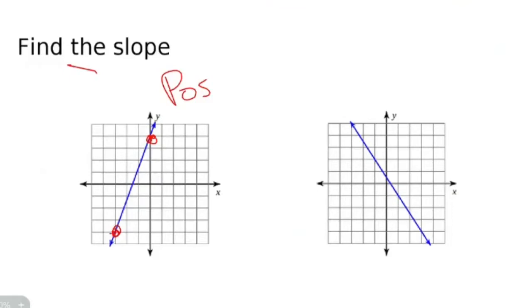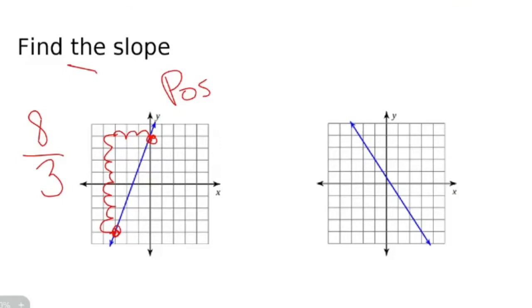1, 2, 3, 4, 5, 6, 7, 8. It's 8. And let's count over 1, 2, 3. So my slope is, what number is that on top? 8. And what number is that on the bottom? 3. Very good. 8 over 3.